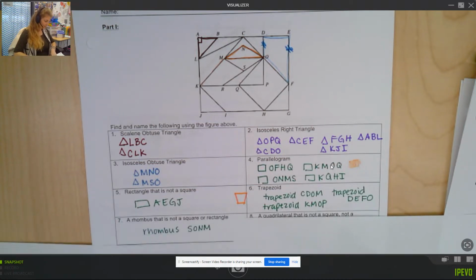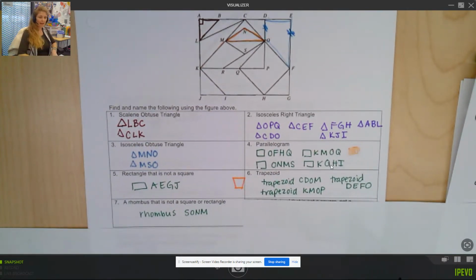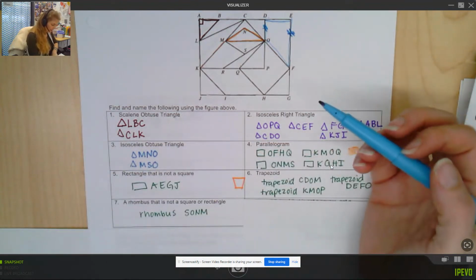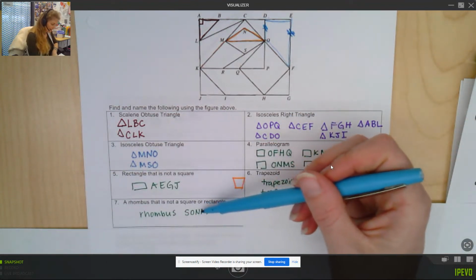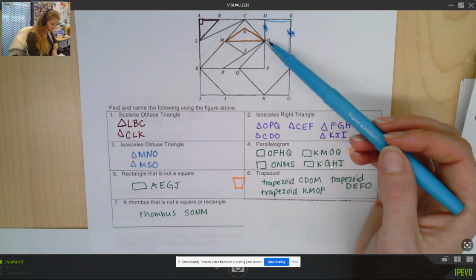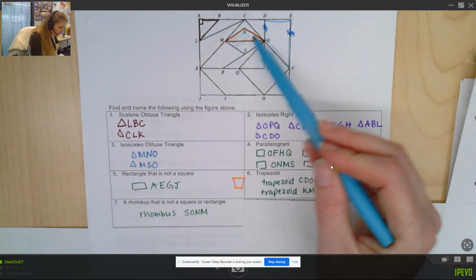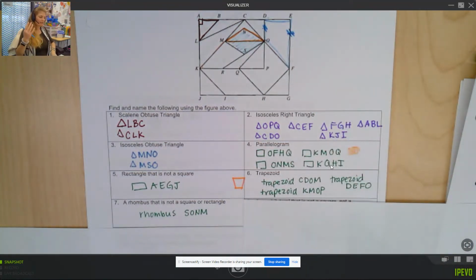Very good. Next one says a rhombus that is not a square or a rectangle. So a rhombus is another type of quadrilateral. It's a four-sided figure whose angles are not right, and they have equal side lengths. So one such rhombus is rhombus SONM. So this is a rhombus. Notice it has four sides that are congruent. They're the same length, but we do not have 90-degree angles.